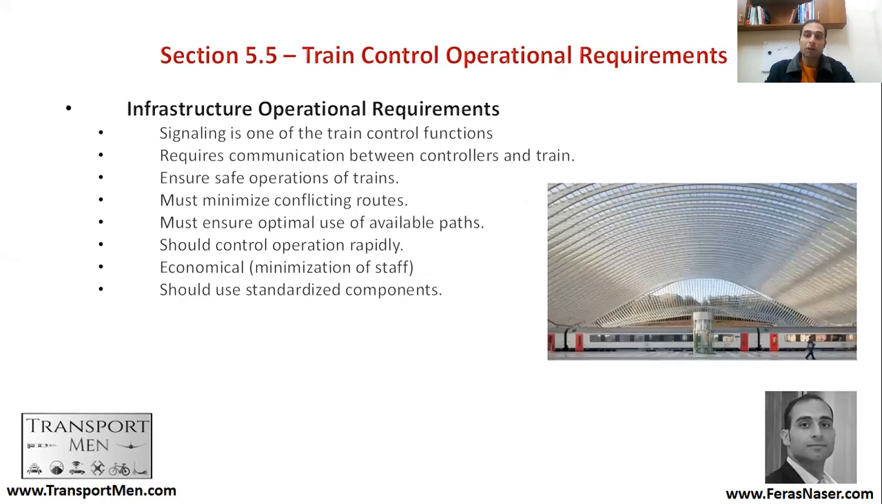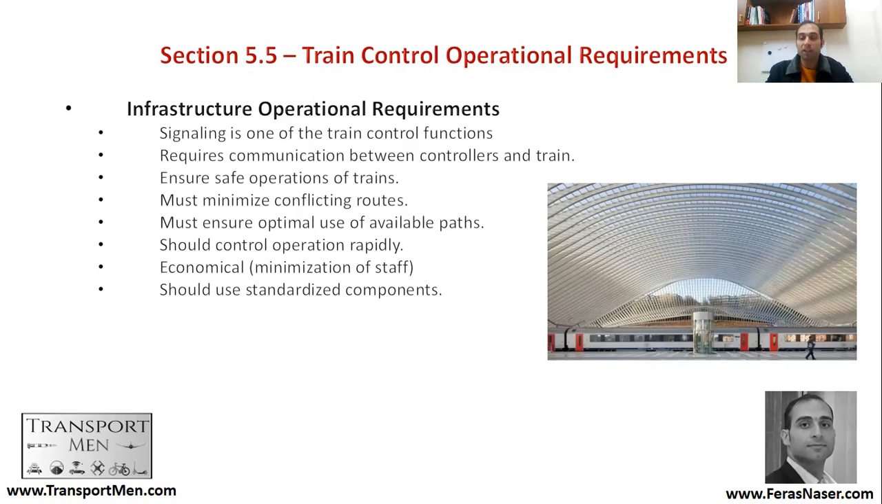Then you should be thinking about your train control system, and the train control system is very important for the operator because it affects the capacity, it affects the timetable, it affects the safety, it affects the schedule. So signaling is one of the train control functions. I think it's obvious by now. Requires communication between controllers and train. There should always be communication between the control room and the trains and the drivers.